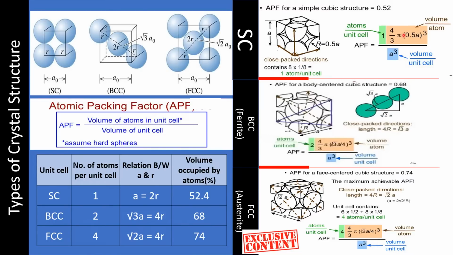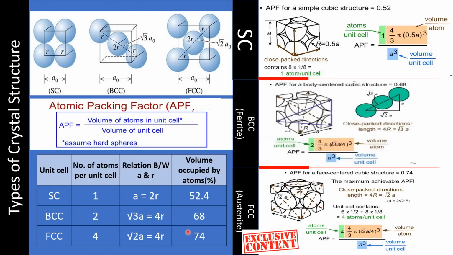Once we divide these two, for simple cubic, BCC and FCC, we will come to a numerical value. For simple cubic it is 0.52, for BCC it is 0.68, and for FCC it is 0.74. That means in a simple cubic cell, atoms are taking up 52.4% of the space inside that unit cell. For BCC it is occupying 68% of the volume. In FCC it is occupying 74% of the volume.